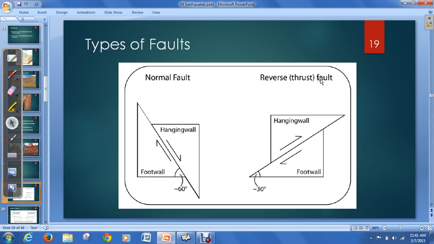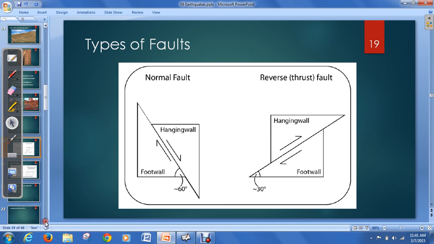Then there's a reverse fault, or what we call a thrust fault, where you have the hanging wall and the footwall, but because of some type of movement or compression, the hanging wall is actually going upwards relative to the footwall, which is the opposite of what you expect. You expect the hanging wall to slide down, but there's some movement on this side, or maybe on this side, that is causing the hanging wall to go upwards.